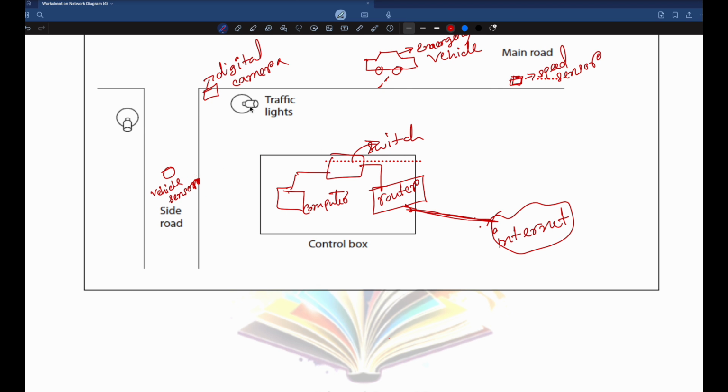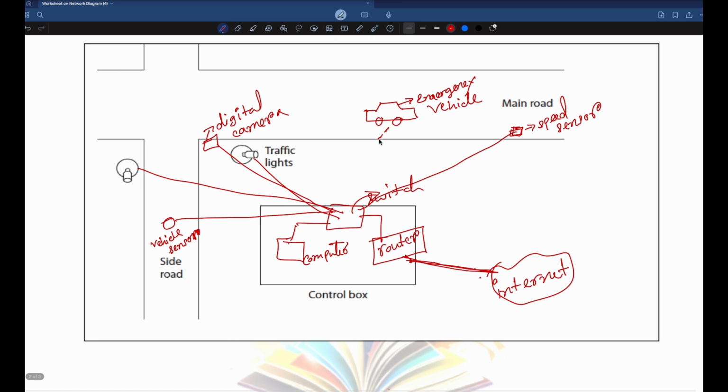Then we have to connect the digital camera with this, right? Then we also need to connect the speed sensor here, and the traffic light is also connected with the control box. All are wire connections, whereas the emergency vehicle is sending radio waves. So when it's sending radio waves, that means obviously with the switch there are some devices connected that are able to detect the radio waves, right? Suppose like this. So this is a radio receiver.